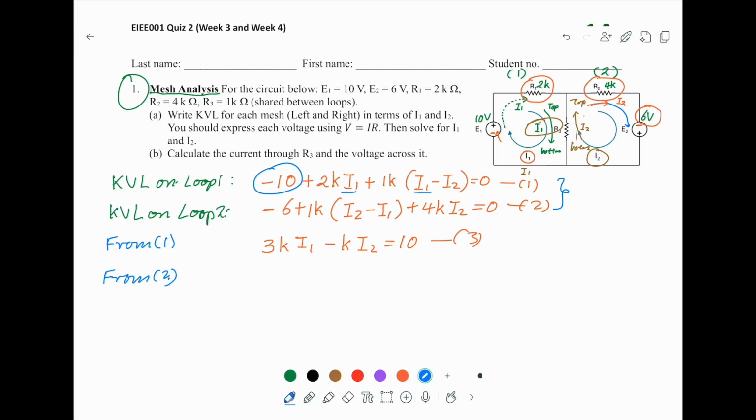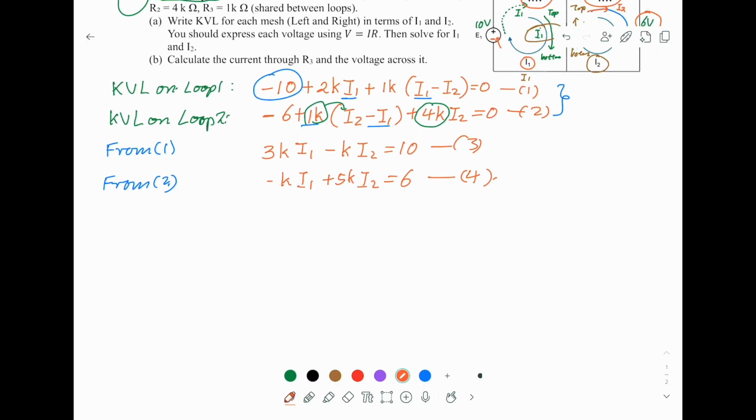From equation 2, we do the same thing. We first look at I1. This is 1k minus I1, so this has to be minus k I1. For I2, again, this is 1k I2, and this is 4k I2. They are both positive, so you will get plus 5k I2, and put the negative 6 on the right-hand side, so it becomes positive 6.